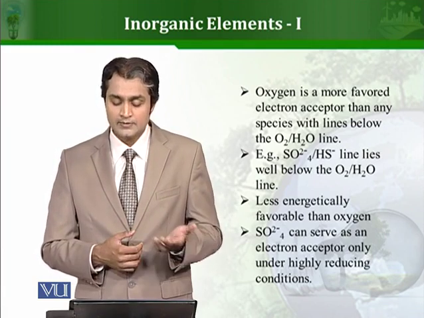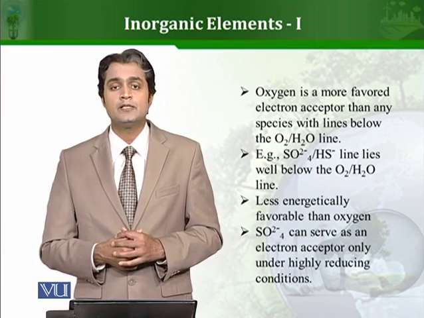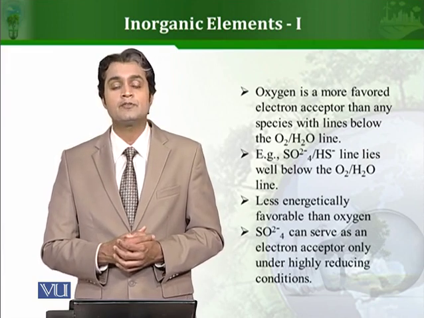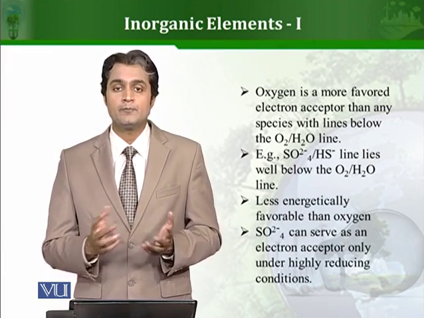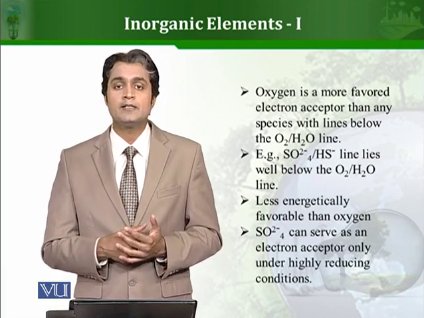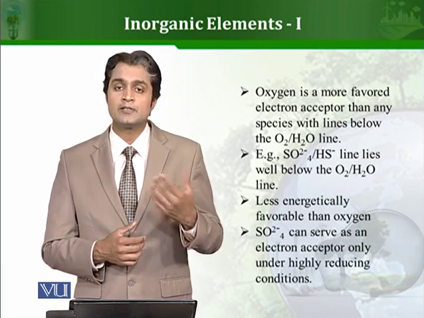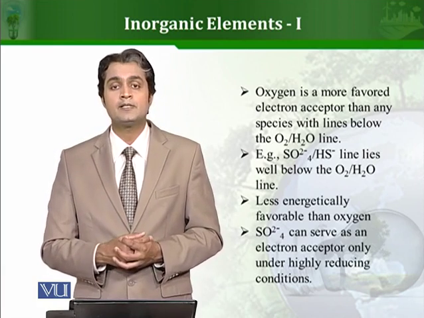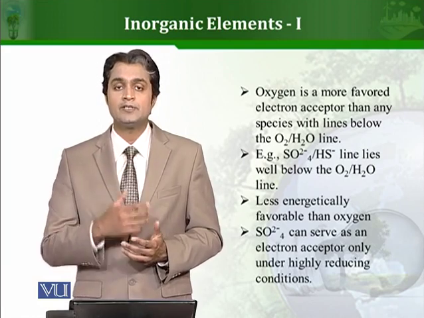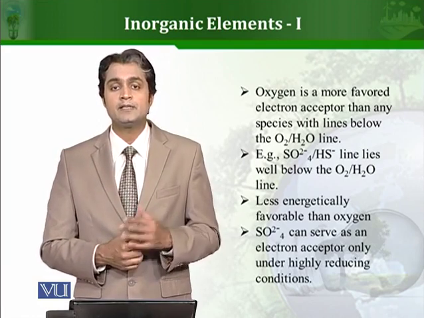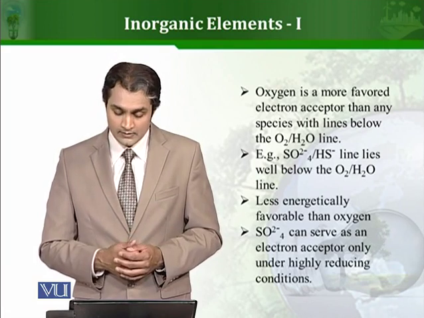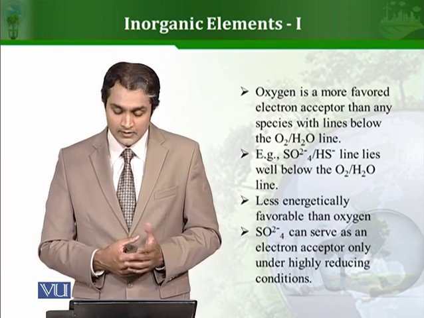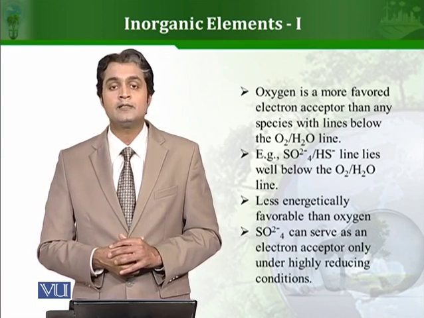There are other electron acceptors which are also known to serve different types of microbes. For example, sulfate. We know there are so many sulfate reducing bacteria, but obviously those are mostly anaerobic, and the reactions are slow, their growth rate is slow as well. And you saw in that figure that the sulfate line was much lower than the oxygen line. So it means that the reaction is not so energetically favored. However, sulfate does serve as electron acceptor, especially when the conditions are very highly reducing.